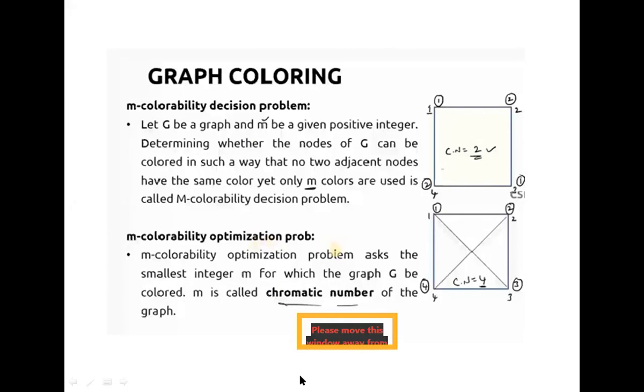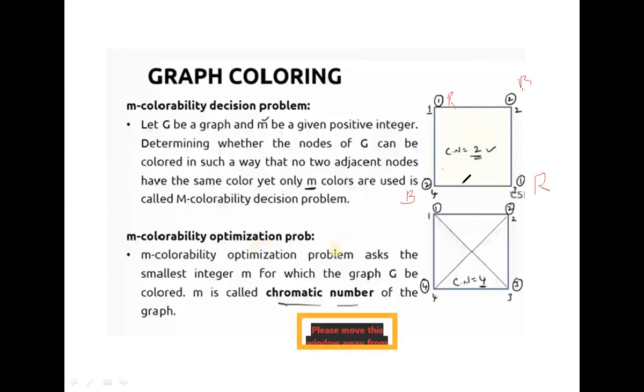For this graph, yesterday I already told you, I need only two colors. One is red and another one is blue. Here red, here blue. So here no two adjacent nodes have the same color. So this is our graph coloring problem.